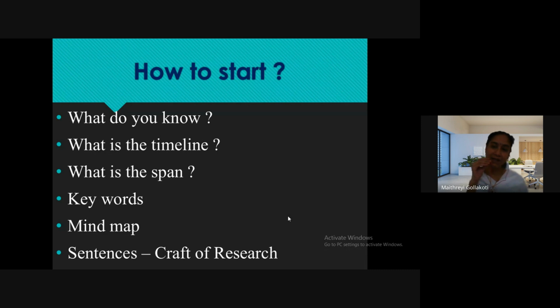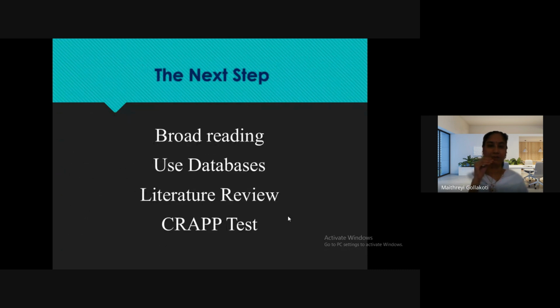Now, let us see the next process. The next step. What is the next step? The next step is first you have to do broad reading on the subject. Suppose I have chosen curriculum. I'll go with the same example so that it will be easy for you to understand. So I have chosen the topic of curriculum.